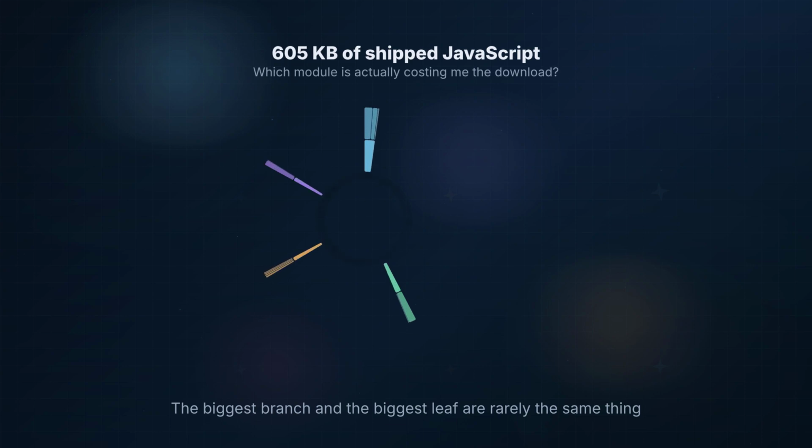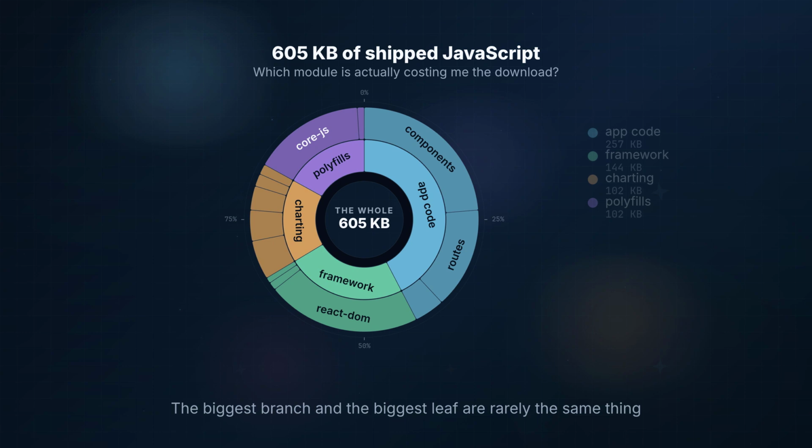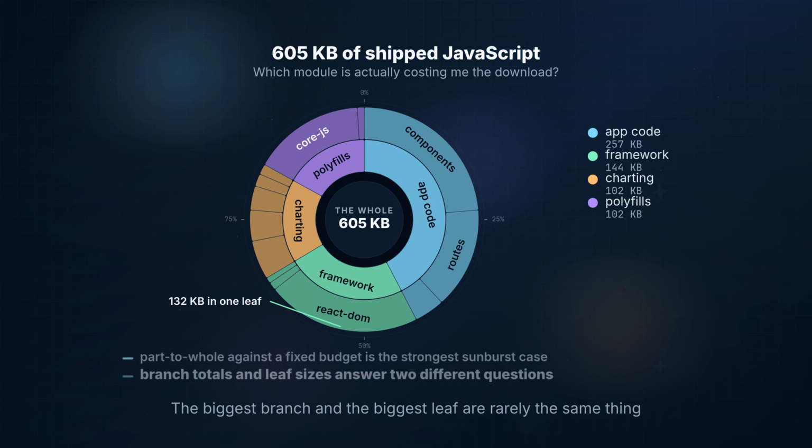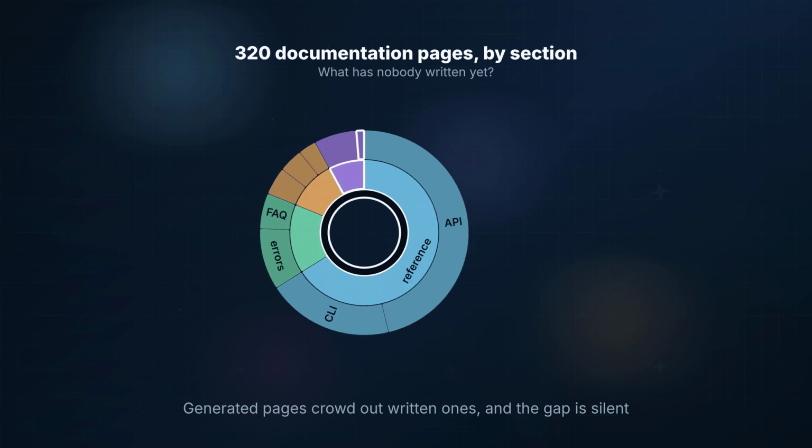Bundle size is a part of a whole measured against a hard budget, which is exactly what this chart encodes. 605 kilobytes of minified JavaScript attributed to the module that produced it. The largest branch is your own application code, which is the healthy answer. But the single largest leaf is not in the biggest branch. One framework package accounts for 132 kilobytes on its own, more than the whole charting branch and more than every polyfill combined.